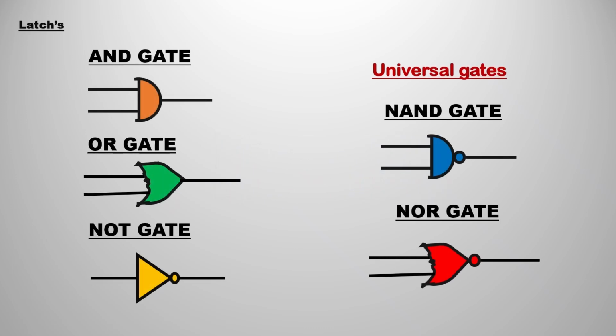If a latch is a memory element, the latch itself is made up of logic gates. But logic gates are not memory elements. They cannot store any memory. Then how can we build latches with the help of logic gates? So let's understand how to build latches with the help of logic gates.